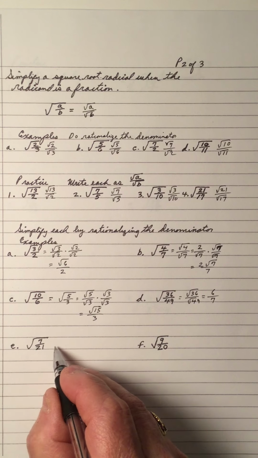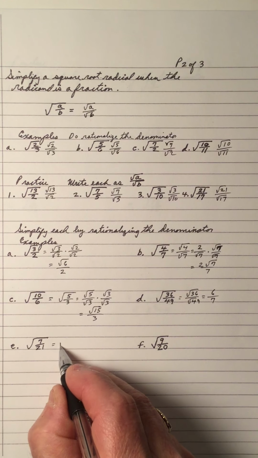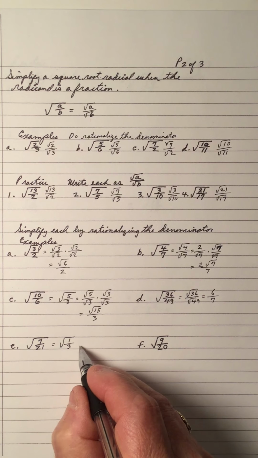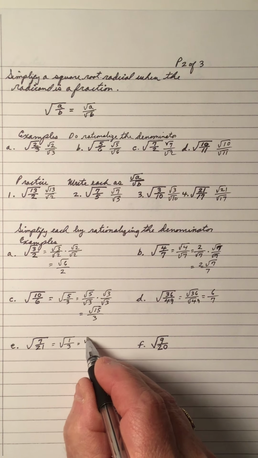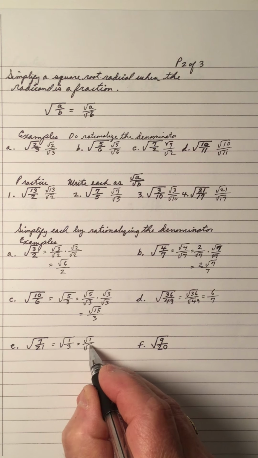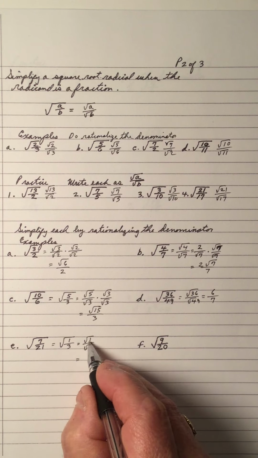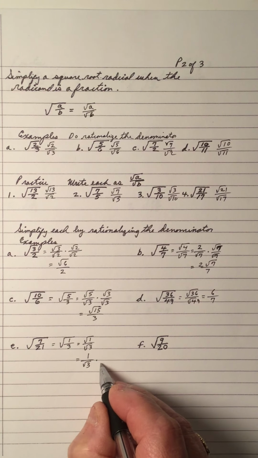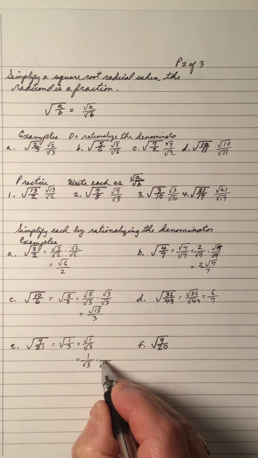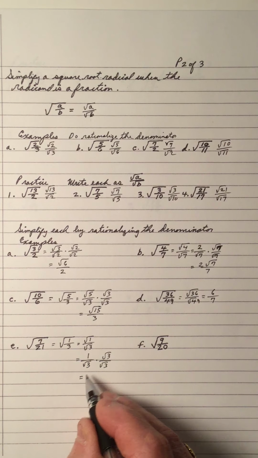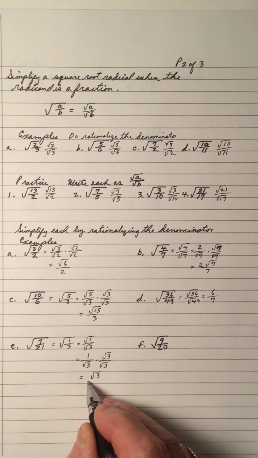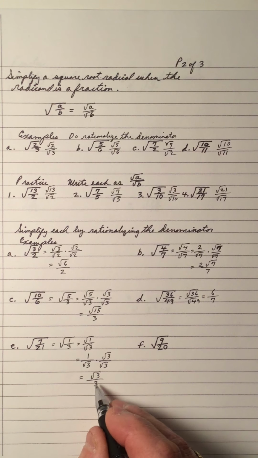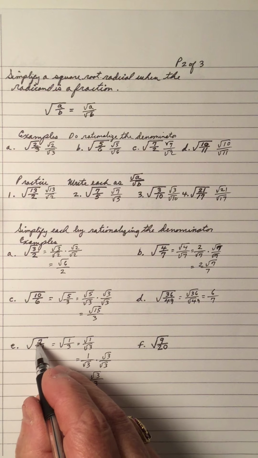Notice the root of 7 over 21. 7 goes into 7 once. 7 goes into 21 3 times, so I get a smaller fraction. So that's the root of 1 over the root of 3. And the root of 1 is 1, and the root of 3 can't be simplified, so we multiply top and bottom by the root of 3. So 1 times root 3 is root 3, and root 3 times root 3 is 3. Notice we can't cancel here because that's irrational and that's rational. So simplify this fraction first.